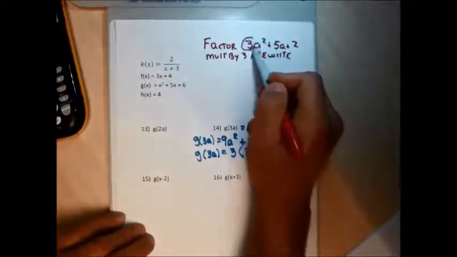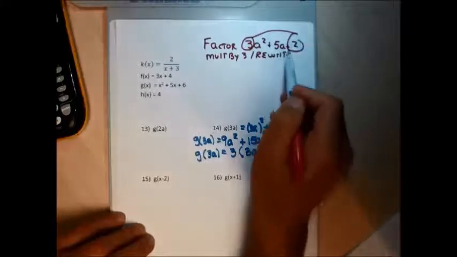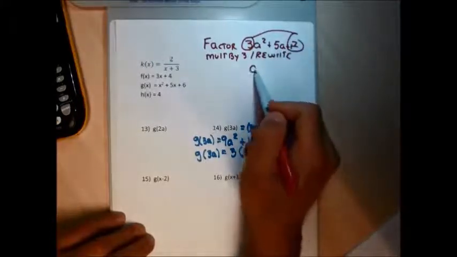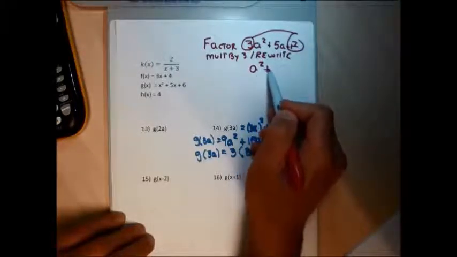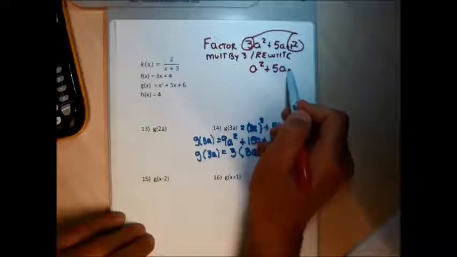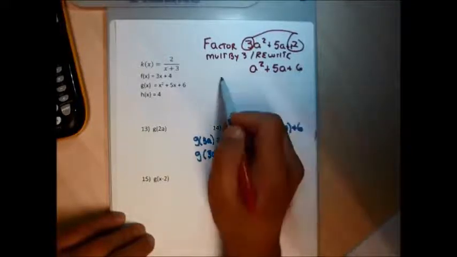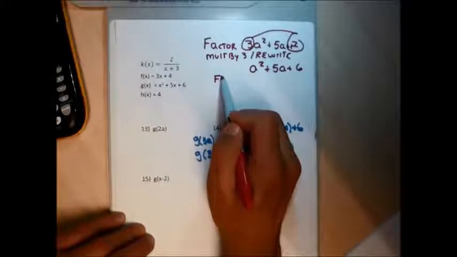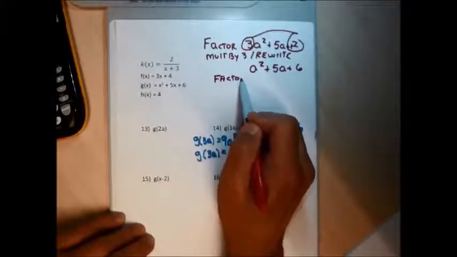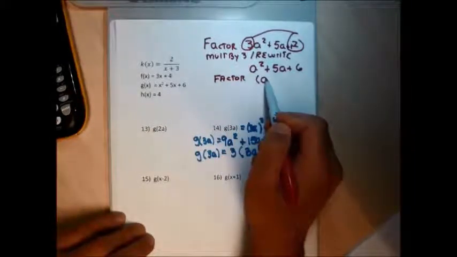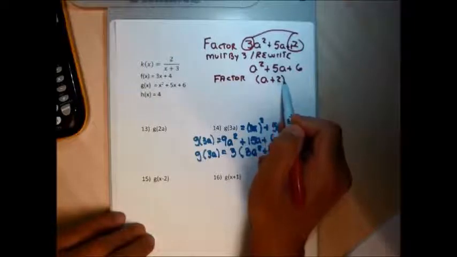I'm going to multiply this 3 by that 2. I'm going to rewrite it so it doesn't have the 3 in front of the a squared, and the 2 is going to turn into a 6. Then I'm going to factor that. That's the second of my 3 steps of bottoms up. This factors into a plus 2 times a plus 3.